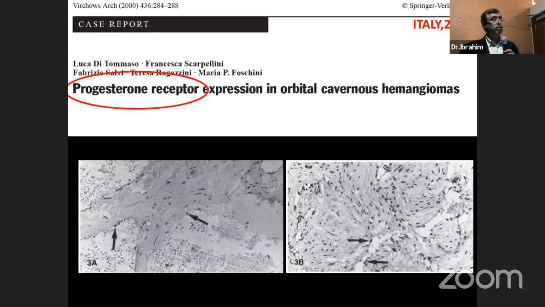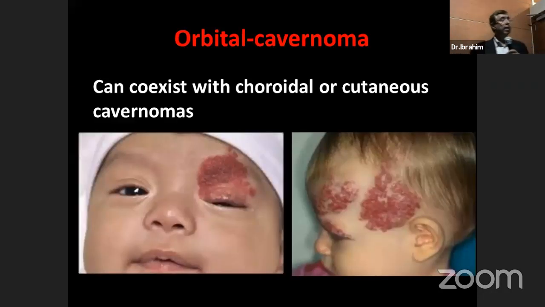So this is the progesterone receptor expression in the orbital cavernoma. It is established. They have progesterone receptors in the epithelial cells, just like meningiomas. That's why both are common in females. Remember that in children, you can have orbital cavernomas coexisting with cutaneous or choroidal cavernomas. So whenever you see this, maybe they have something inside.